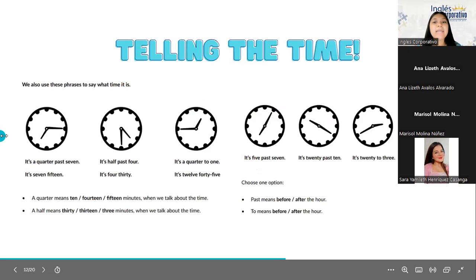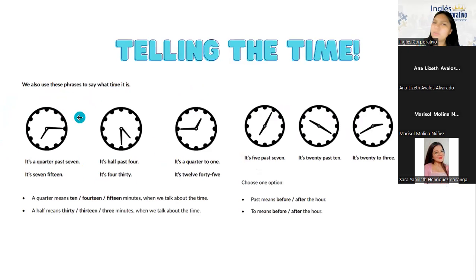Entonces, fíjese bien. Aquí tenemos diferentes maneras de decir la hora. Lo mismo que estudiamos en los ejemplos anteriores, pero ahora con different clocks, con relojes, ¿yes? Entonces, acá venimos y decimos, ¿aquí qué hora es? Miren, it's a quarter past seven. Entonces, quiere decir que cuarto pasada la siete. Correcto. Por lo tanto, es 7:15. It is 7:15.